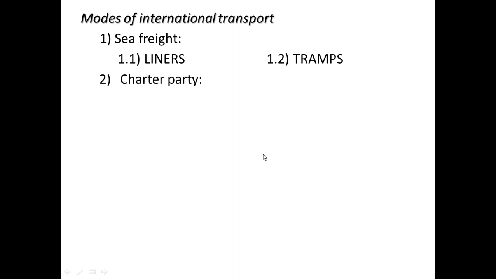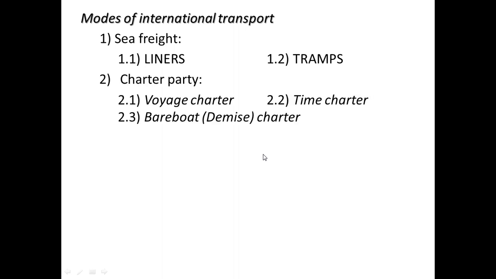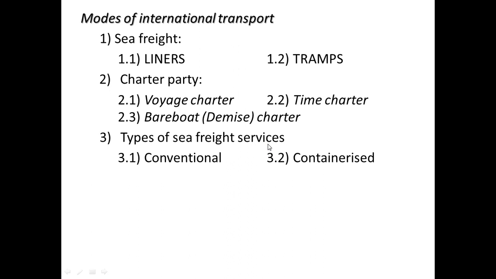Second main point of chapter 5, modes of international transport. First, sea freight. Under sea freight, we have liners and tramps. We have charter party. Under charter party, we have 1. Voyage charter, time charter, bareboat charter. And third one, types of sea freight services. 1. Conventional. 2. Containerized.